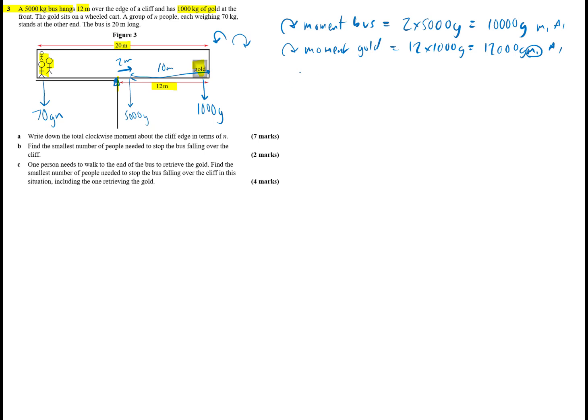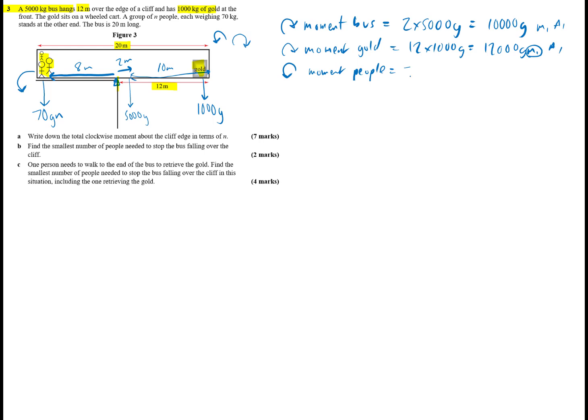Now let's do the moment from the people. That's the pivot. The people is going to make that anti-clockwise. So that's anti-clockwise. Moment from the people. So if that's 12. That's going to be 8.